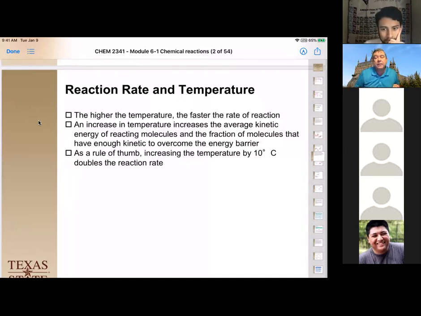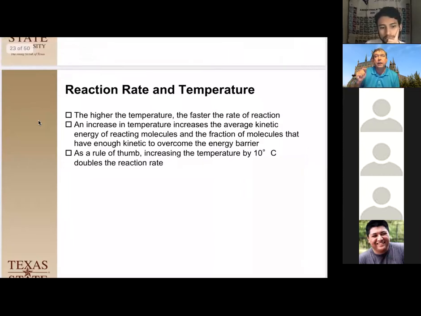And the rule of thumb on this is that for every 10 degrees you raise a reaction, it doubles the reaction rate. Now, this is just an average over many, many different reactions. So an individual reaction might not be double, but in general, this tends to work. So if you were in lab and you were making an ester and you started at 50 degrees and it took about an hour to make it, if you increased that by 10 degrees, ran that reaction at 60 degrees, it would take half as long to do the reaction, assuming the same concentration.